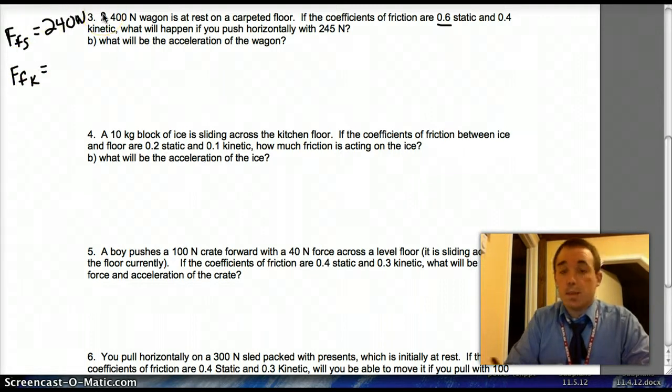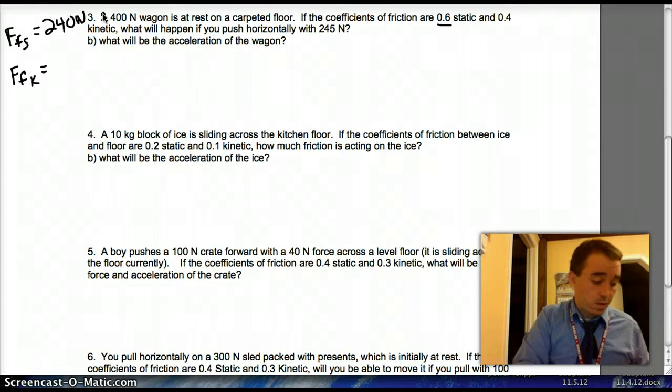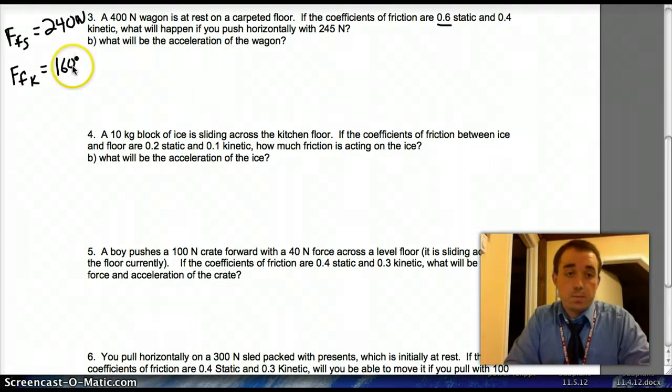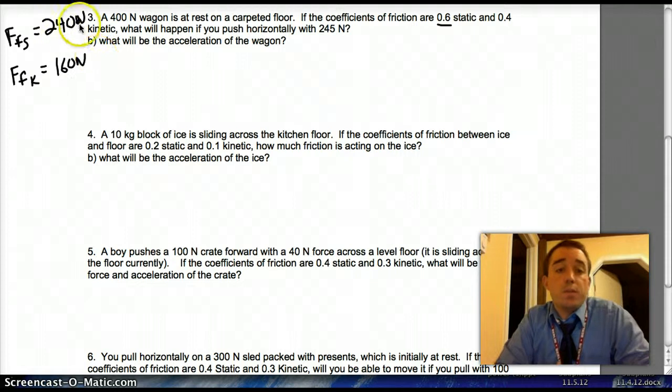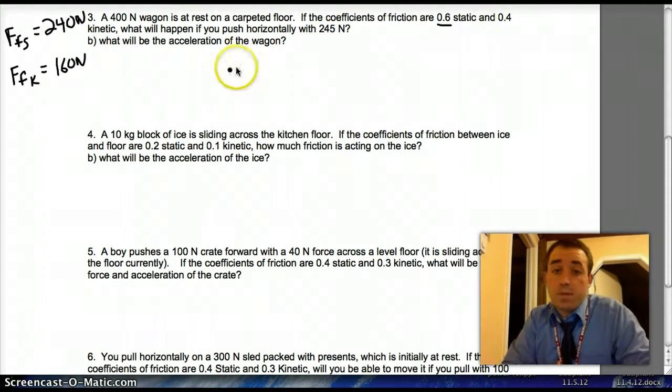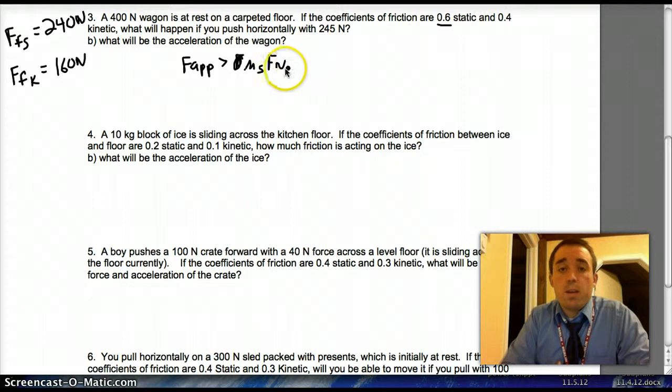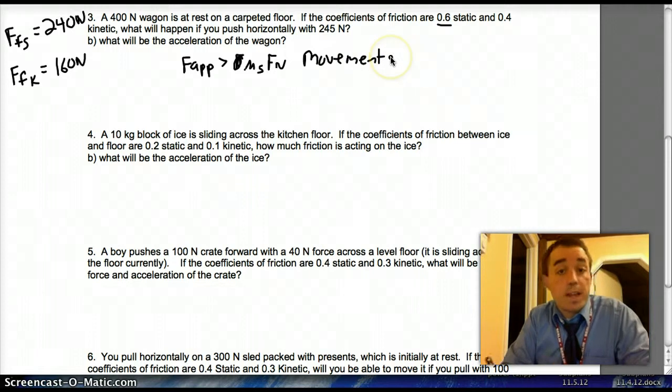And while I'm on that same topic, I might as well do the 0.4 times 400, which is 160. Alright, so my static friction force is 240, but I'm pushing with 245. When F_app is greater than mu s times the normal force, which in this case is 240, I get movement. And I'm no longer in static friction, I'm in kinetic friction.